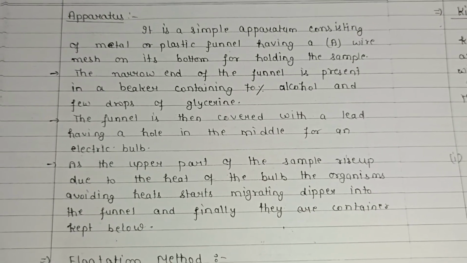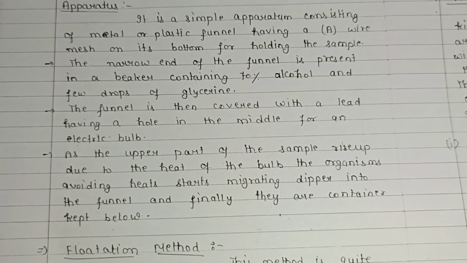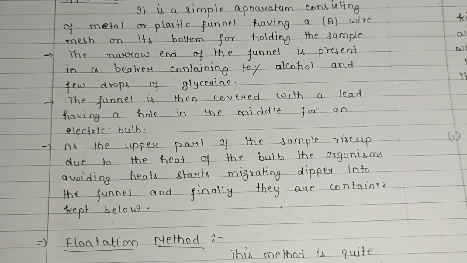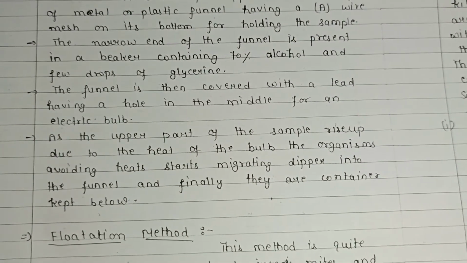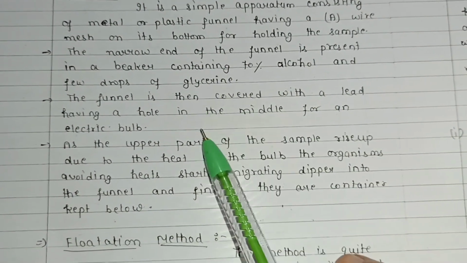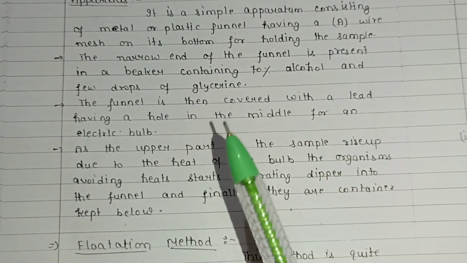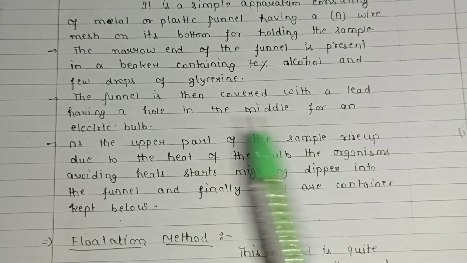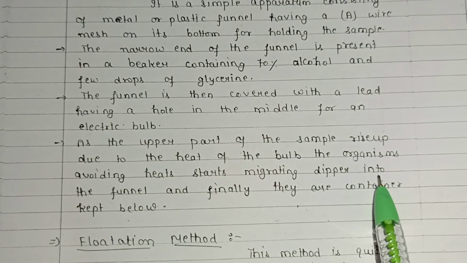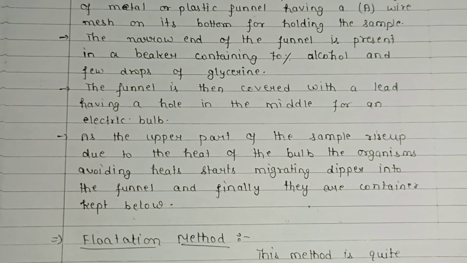So the apparatus of Burley's funnel is a simple apparatus consisting of a metal or a plastic funnel having a wire mesh on its bottom for holding the sample. The narrow end of the funnel is placed in a beaker, that is the container containing 70% alcohol and few drops of glycerin. The funnel is then covered with a lid having a hole in the middle for an electric bulb. As the upper part of the sample dries due to the heat of the bulb, the organisms avoiding heat start migrating deeper into the funnel, and finally they are collected below in the container.